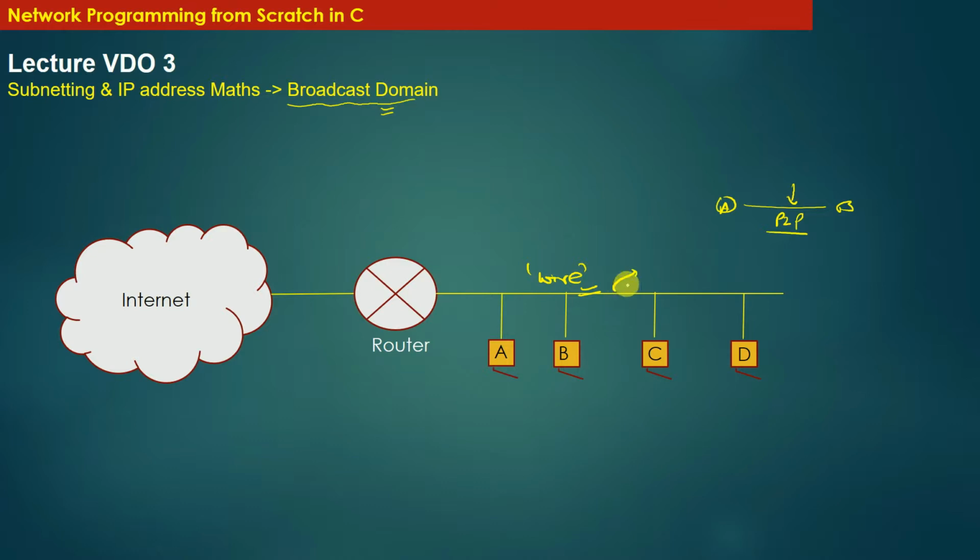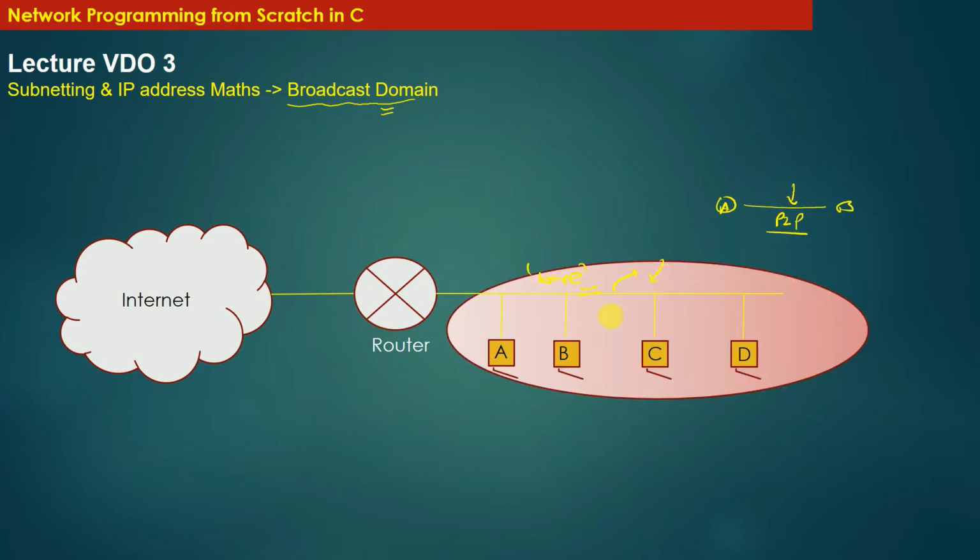But if more than two machines are connected on a single wire, then such a wire is referred to as a broadcast domain. So this is the broadcast domain in which the machines A, B, C and D are present along with the router.